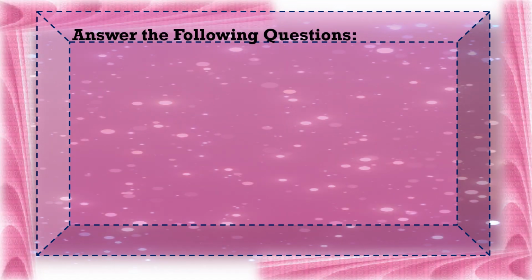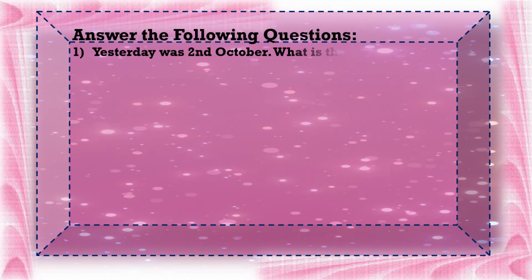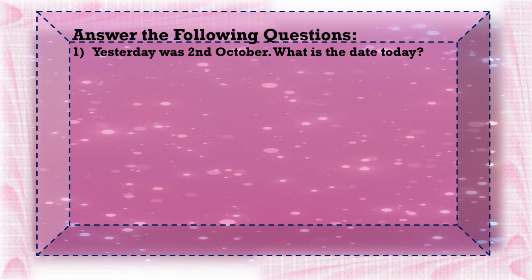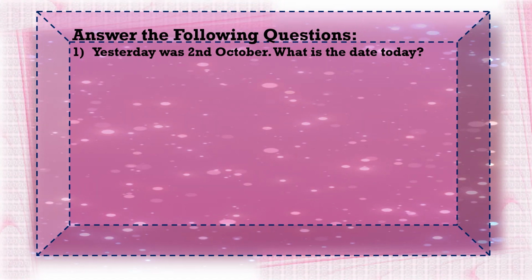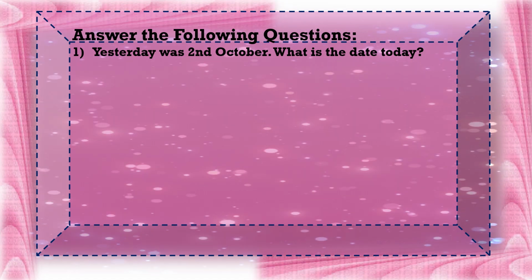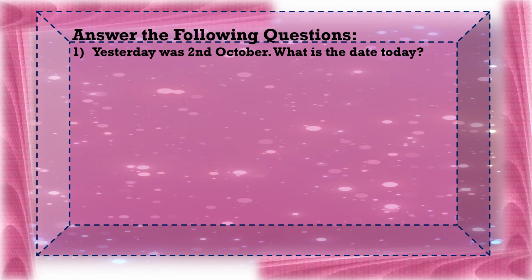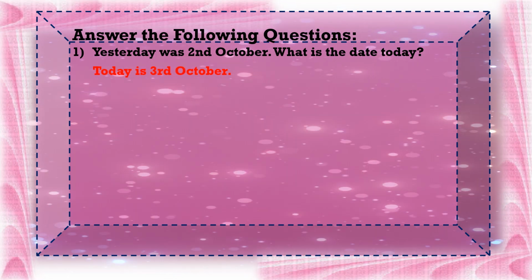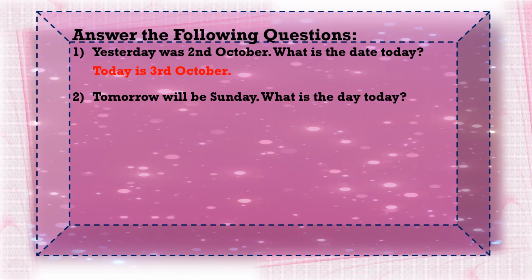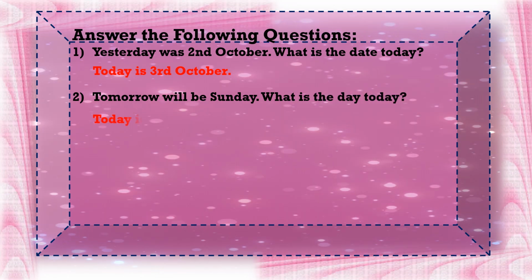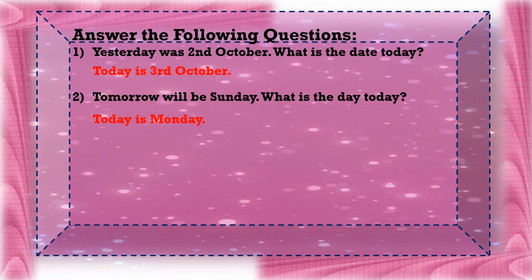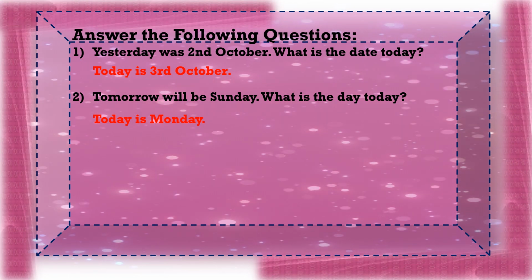So answer the following questions, some random questions. Yesterday was 2nd October. What is the date today? The last previous day was 2nd October. So what is the date today? So today is 3rd October. Tomorrow will be Sunday. What is the day today? So today is Monday.